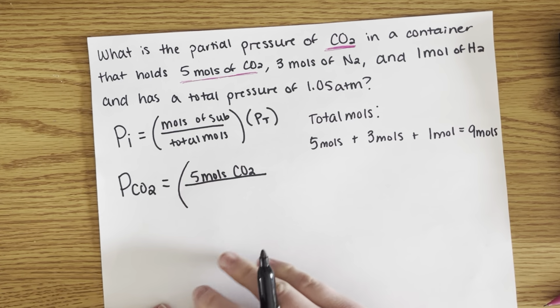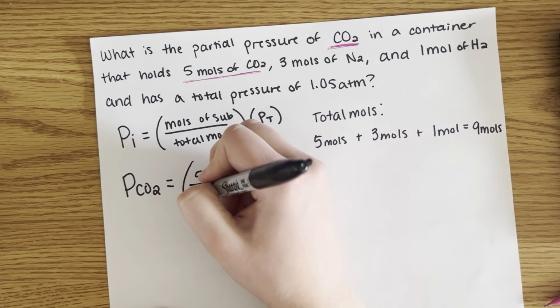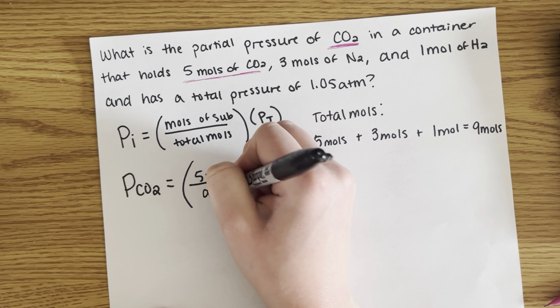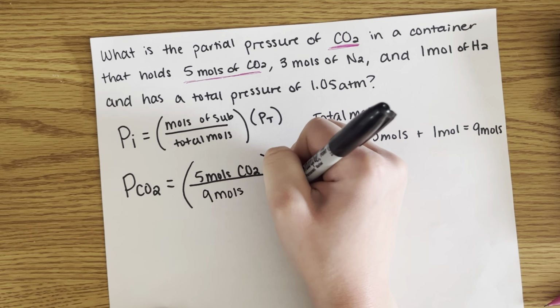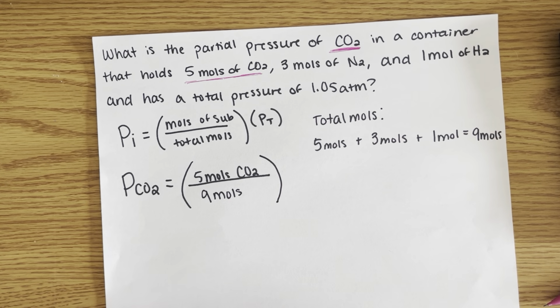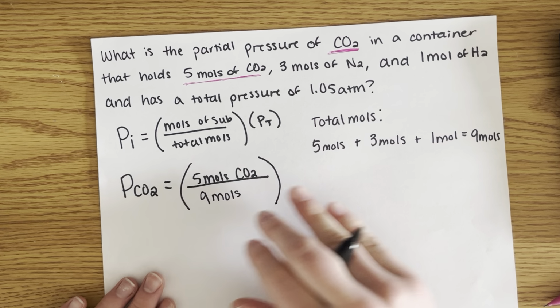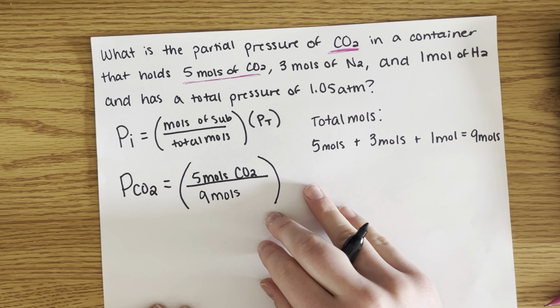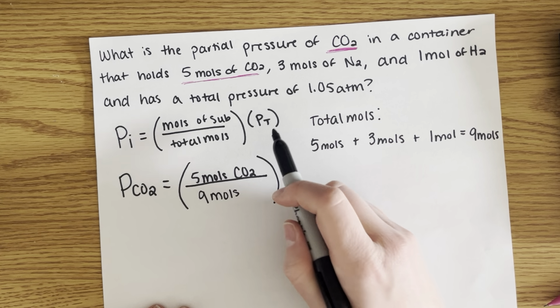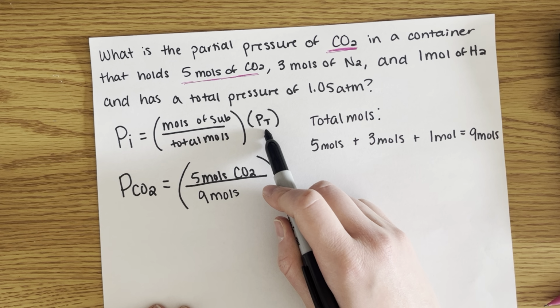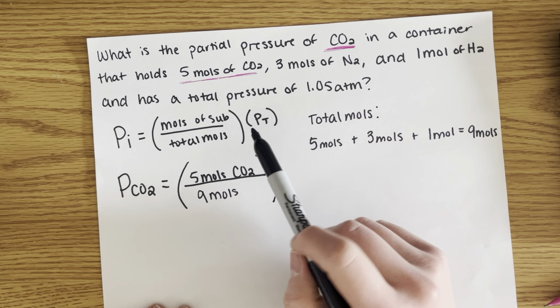So now where would this go? Our total moles. So we'd have 9 moles total. So we know we filled out the whole first portion of our formula. Our last portion is our total pressure. So let's keep reading our problem.